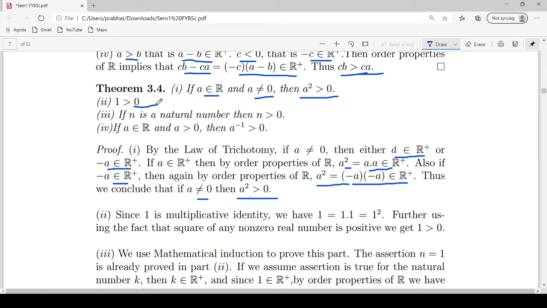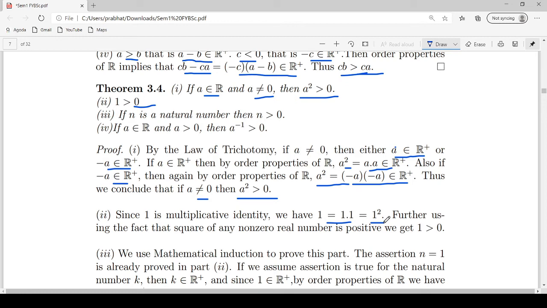Now since 1 is the multiplicative identity, I can write this 1 as 1 into 1, because by definition of multiplicative identity, any real number multiplied with 1 will give me that real number back. So in particular, if I multiply 1 by 1, I should get my 1 back. So I can write 1 equal to 1 dot 1. But 1 dot 1 is what? 1 square. That means it is the square of 1.